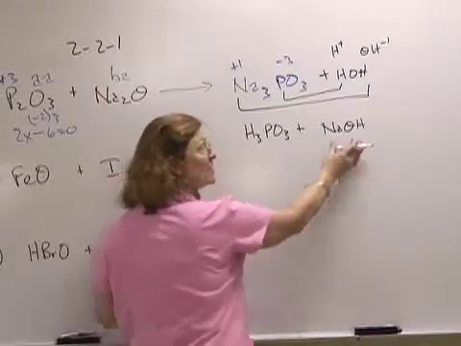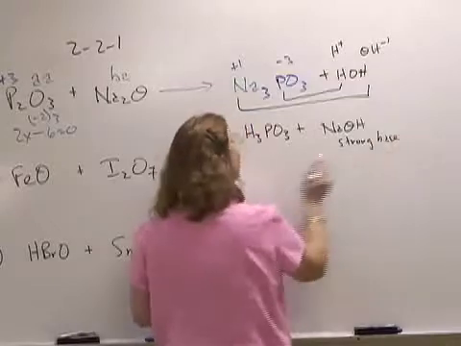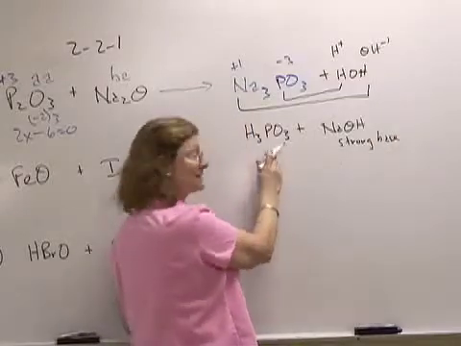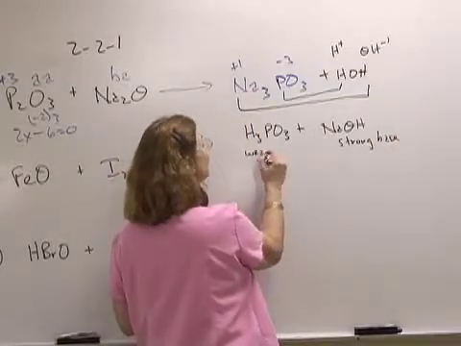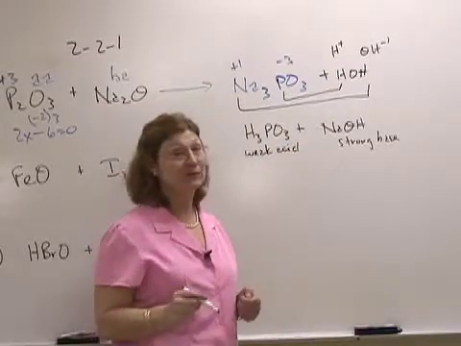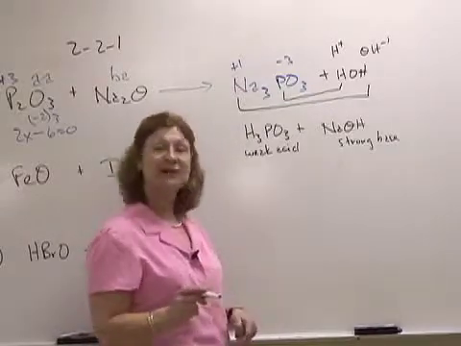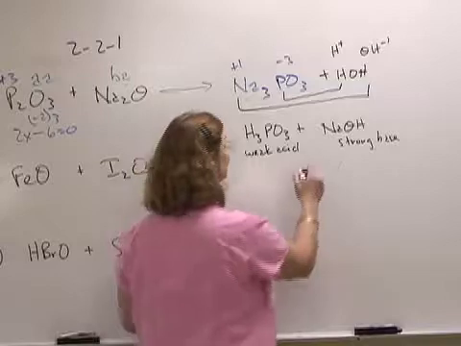Now, sodium hydroxide is a strong base, and phosphorous acid is a weak acid. Whenever I have one that is weak and one that is strong, the strong one takes over. My solution is basic in this case.